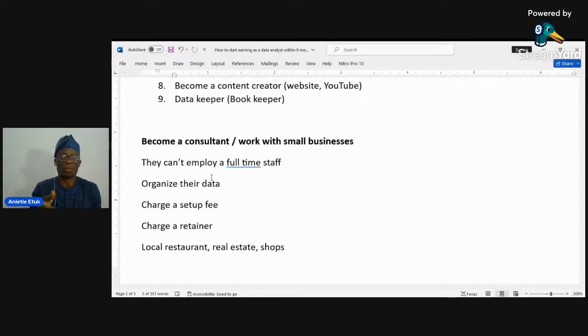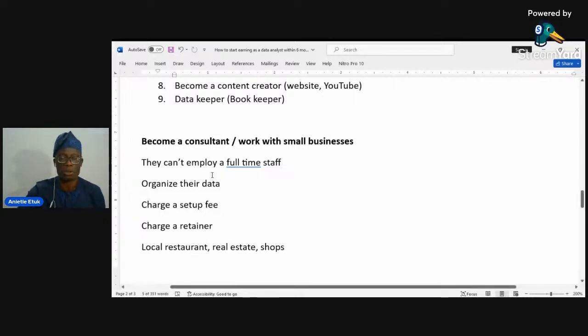What I did was tell them they would pay me a setup fee. Setup fee means analyzing the data, building a dashboard, and giving it to them. Then if they want, they can pay a retainer fee. Retainer fee means maybe every week or every month, or every term, I'll analyze their data and give them a report. Are we together? This is one of the easiest ways to start.